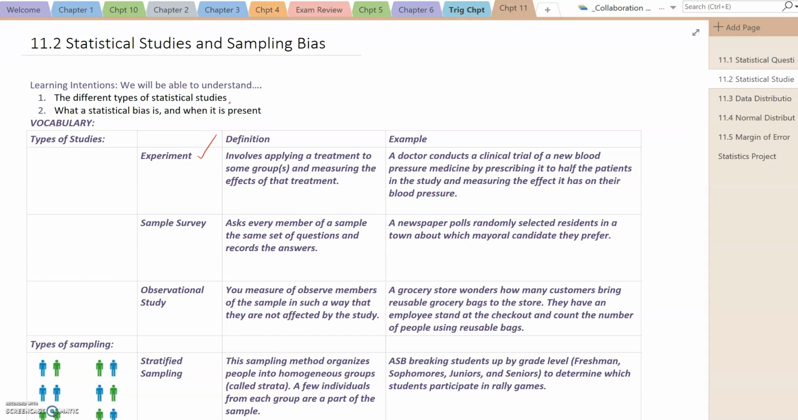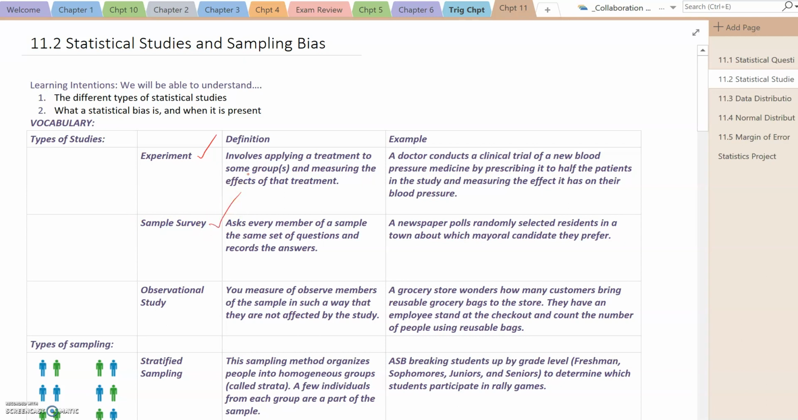So that is our definition and example of an experiment, which is one of the types of studies we're going to be talking about. The next type of study we're going to look at is a sample survey. So in this type of study, a sample survey asks every member of a sample the same set of questions and records their answers. For a sample survey, an example of that might be a newspaper polls randomly selected residents in a town about which mayoral candidate they prefer. So every member of a sample is given all of the same questions. It's kind of like a questionnaire if you've ever filled that out for someone. That would be an example of a sample survey.